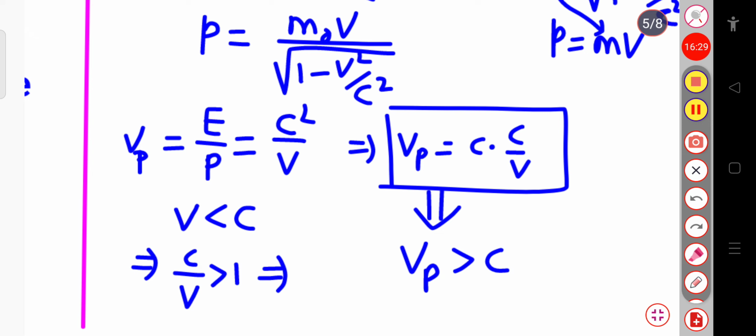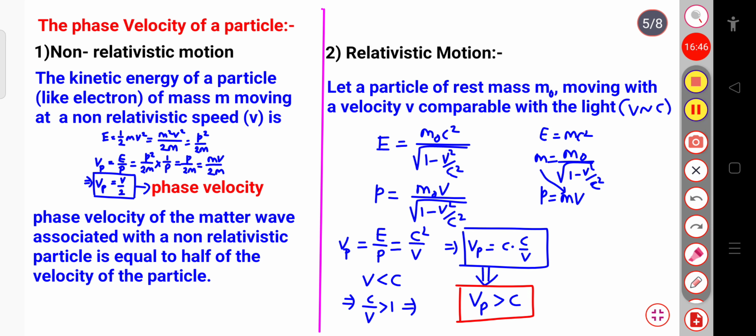So this expression means that there must exist a velocity which is greater than the velocity of light. That is, the velocity of light is c. This is in contradiction with the special theory of relativity. Here, the velocity of the particle, for the relativistic case and the non-relativistic case, is different.